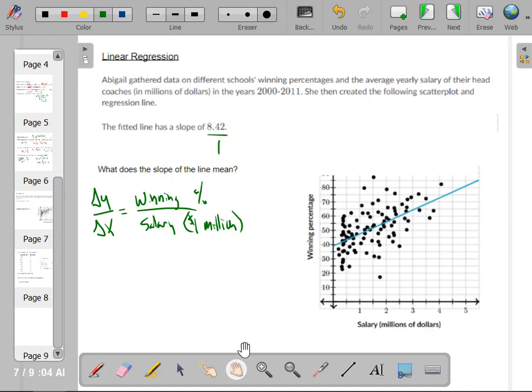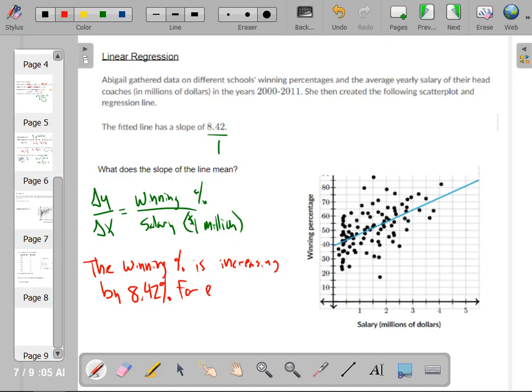So what this means is you can say the same thing every time. Your numerator is your first unit, the winning percentage, because that's your y unit. The winning percentage is, since it's positive, increasing by whatever that slope is, 8.42. And since it's a percentage, I'll say 8.42%, for every one of whatever the denominator is. So that would be every $1 million of pay increase.